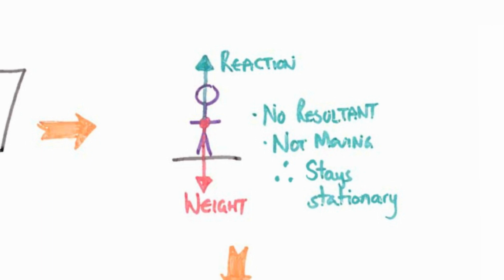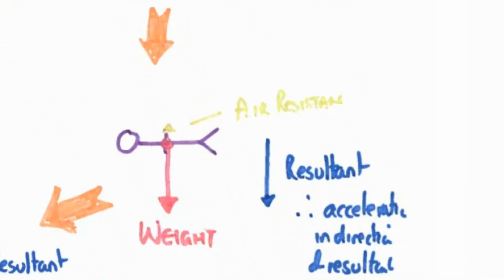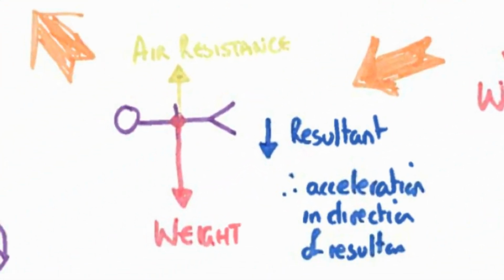Okay, right. As he jumps out of the aeroplane, obviously a little bit of air resistance starts to hit against him, but his weight is still much bigger than the air resistance. So there is a big resultant downwards, and therefore the person will accelerate in the direction of the resultant, downwards.